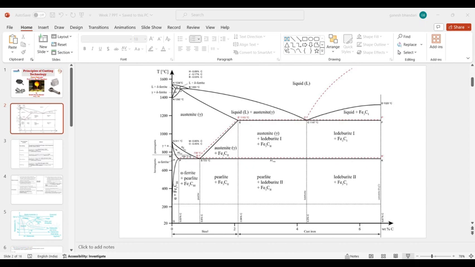Any answer? Okay. So when we are talking about annealing, we have talked about diffusing out. Your cementite structure is going to break into iron and graphite system. So the answer is this.